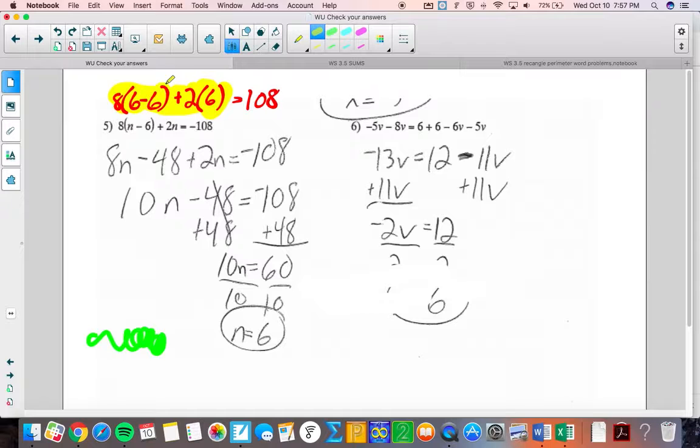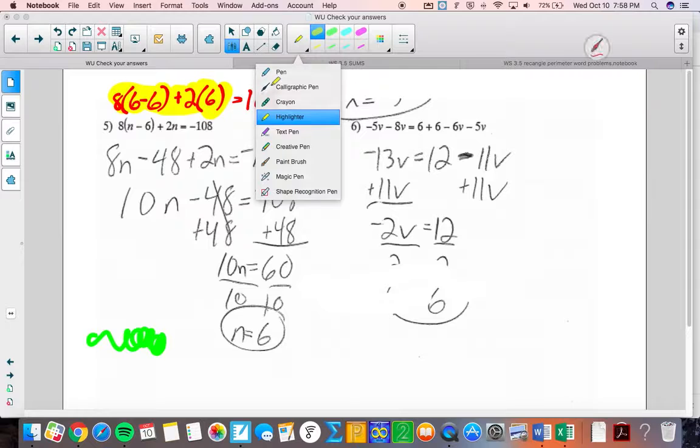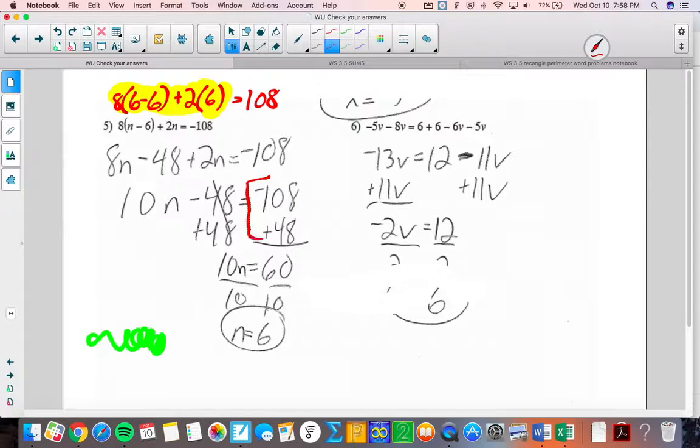Anybody find it yet? Oh, I found it. It was actually the same mistake. That's funny, I seem to be doing this all the time. Right over here, I take negative 108 and I add 48 to it, which should be a negative 60. And then negative 60 divided by 10 is negative 6.